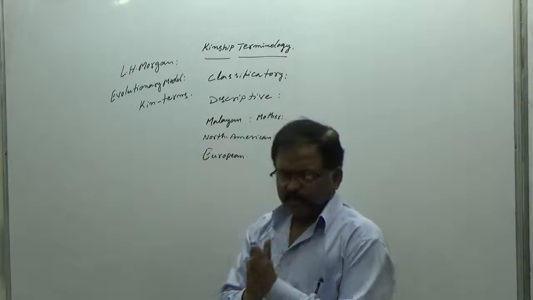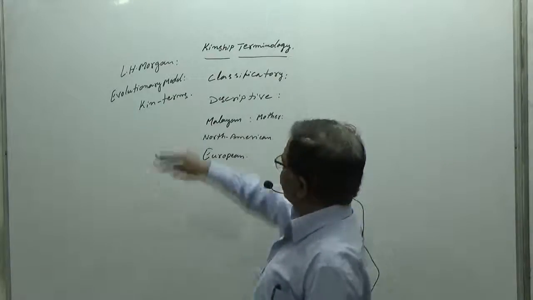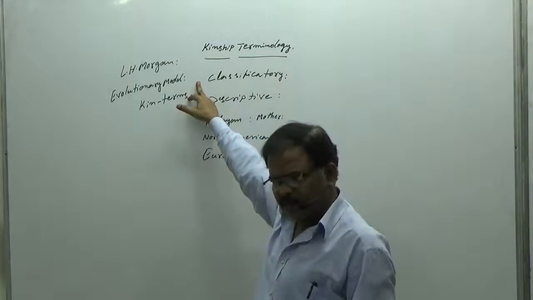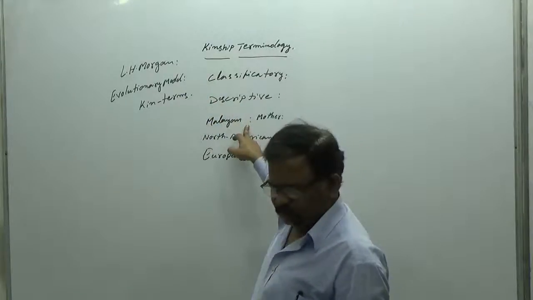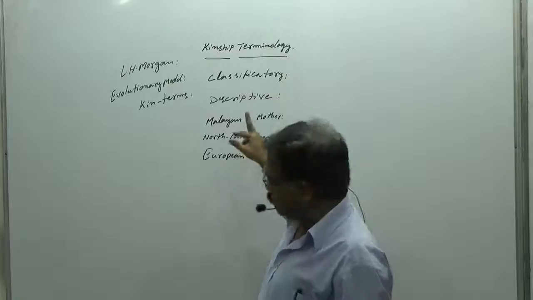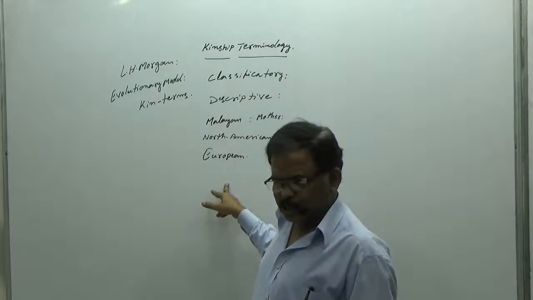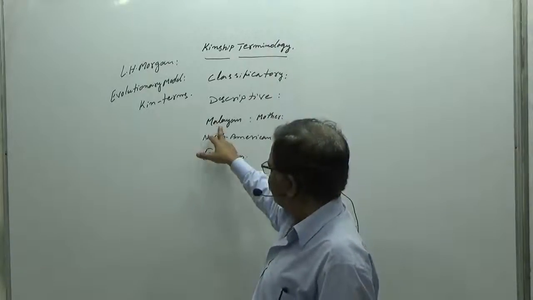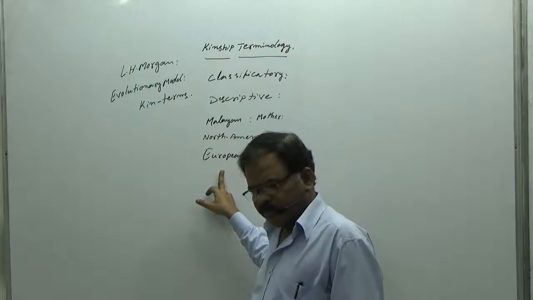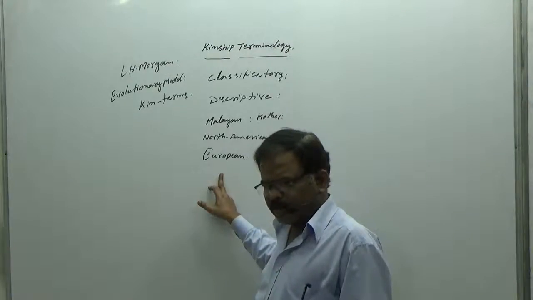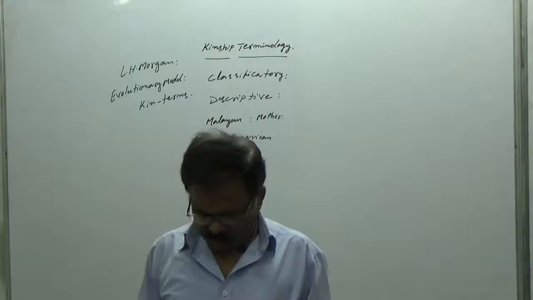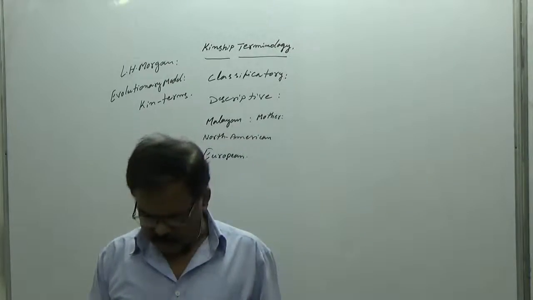On the basis of this, he concluded that in the evolutionary process of kinship terminology, first the Malayan system came into existence. From Malayan to North American, and from North American to European. That means this is the most primitive one, and this is the most advanced, civilized one. This is the opinion of L.H. Morgan. Write this, we shall see later on.